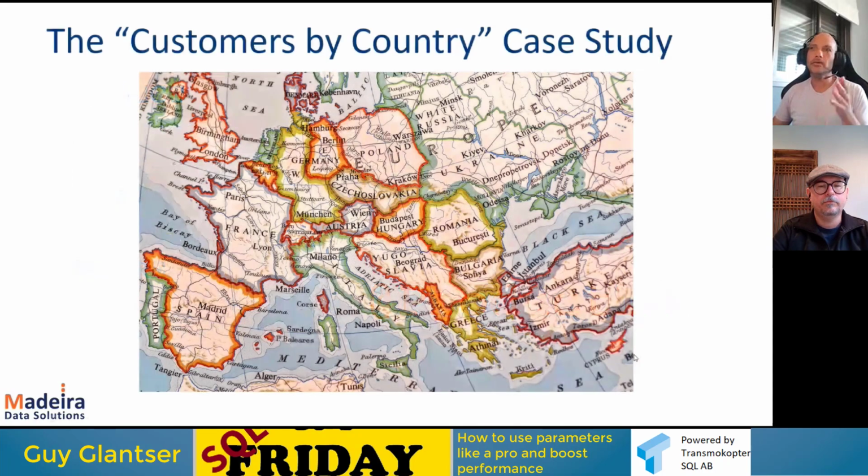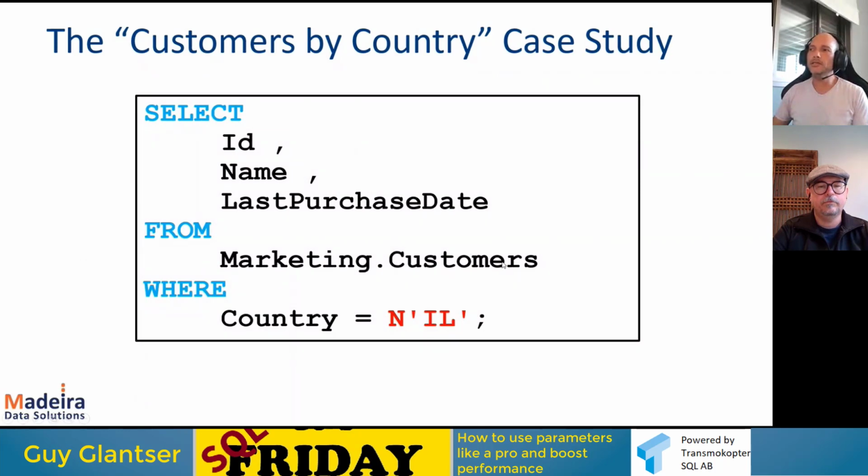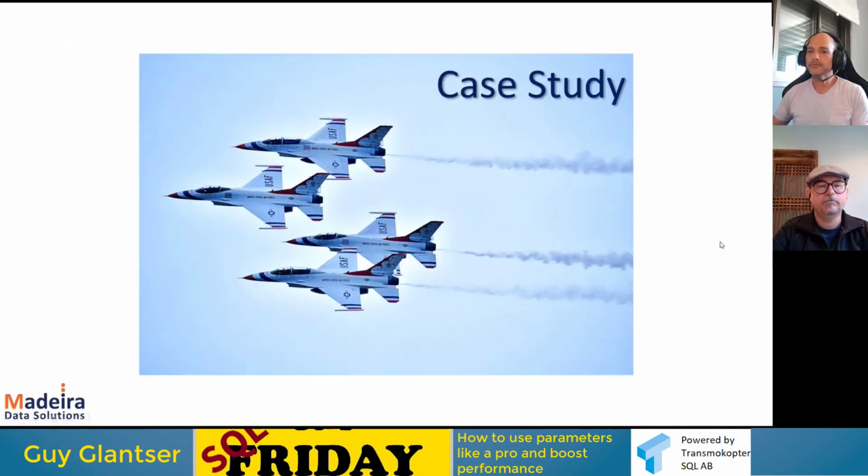For the sake of this session, I'm going to use the customers by country case study, a very simple query. I have the marketing customers table, and I'm going to select from the table where country equals something. We have a country column with a 2 character country code, and each time I want to receive all the customers from a specific country. That's it. Very, very simple. I'm going to create a nonclustered index on the country column, and we'll see what happens with different values that we put here. Okay, so that's the case study.